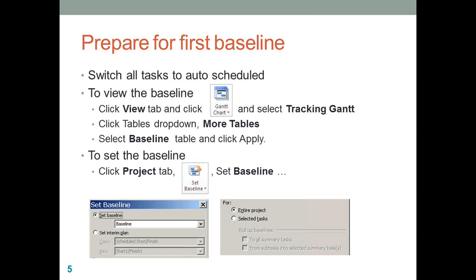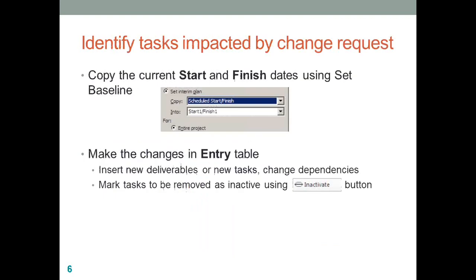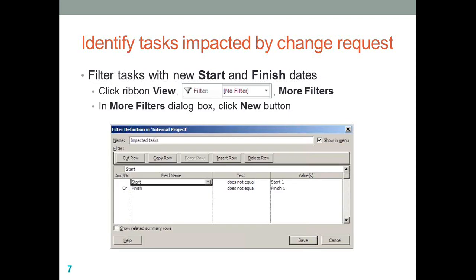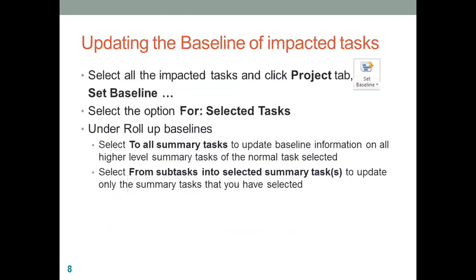To identify the impacted activities, I recommend that you just take a copy of your start finish to start 1 finish 1. After you have taken a copy, add a new set of activities and create a filter. Through the filter, try to compare your start with start 1 and finish with finish 1 using an OR condition. After you have compared these selected or the impacted activities, just update the baseline by making sure you select the for selected task option and not for the entire project.